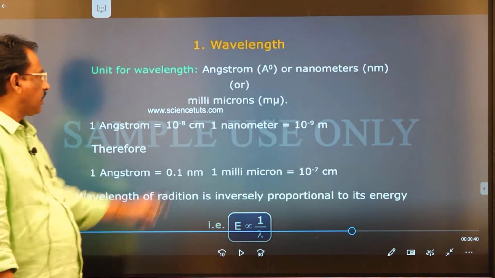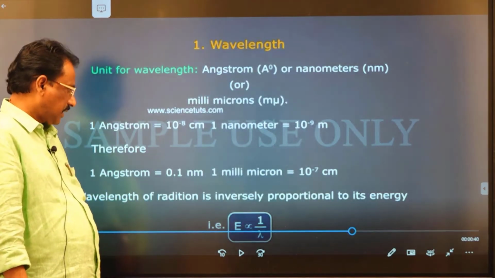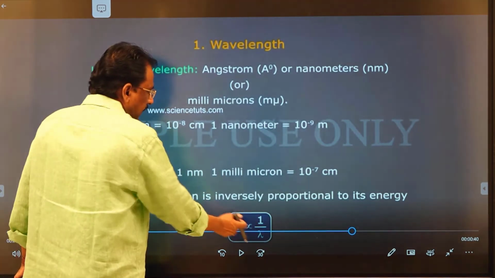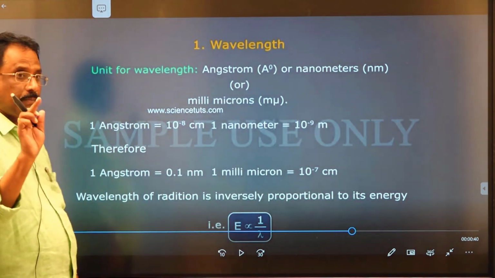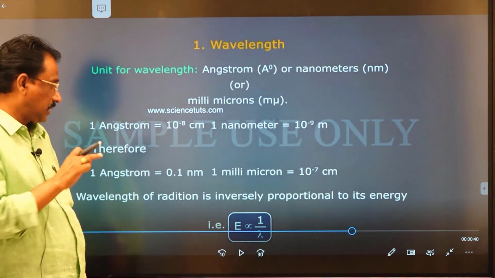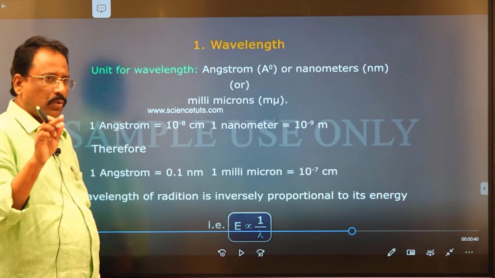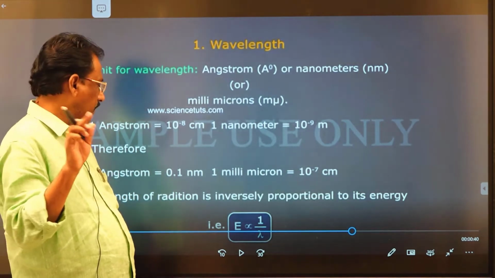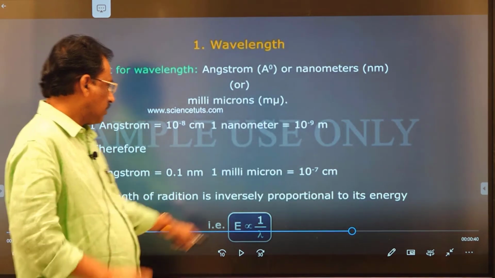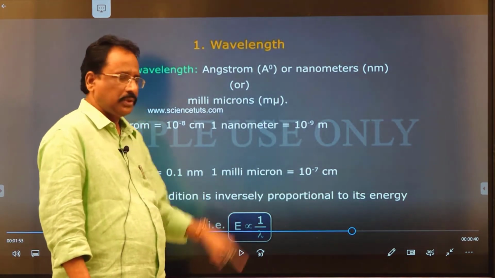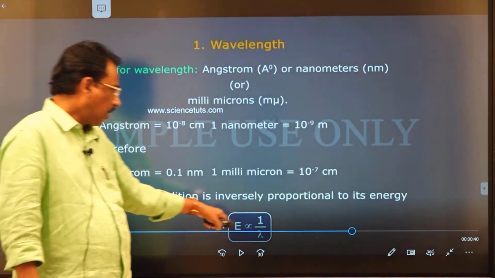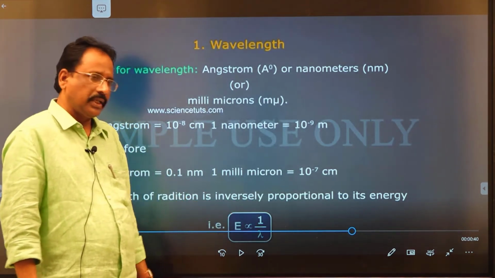Generally the wavelength of any type of electromagnetic radiation is expressed in angstrom unit, and a very important significance of this wavelength is that wavelength and energy are inversely proportional to each other. Remember that this is a very important point in the characteristic properties of motion of any type of electromagnetic radiation. Shorter the wavelength, energy of the radiation is more. Longer the wavelength, energy of the radiation is less.